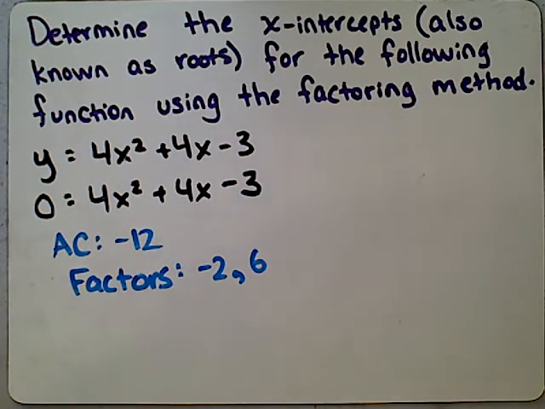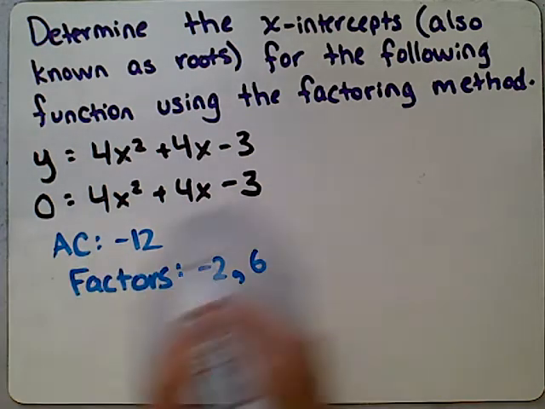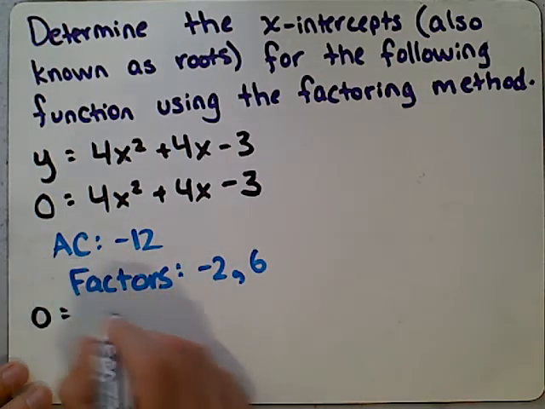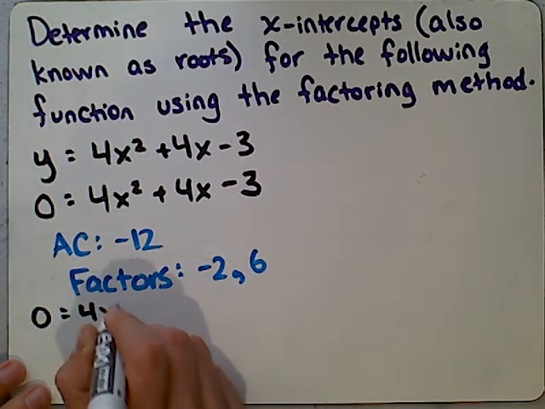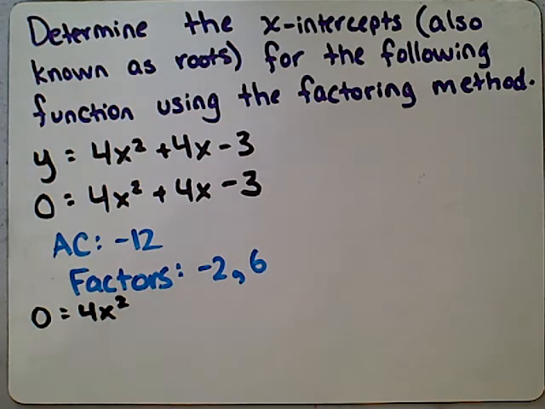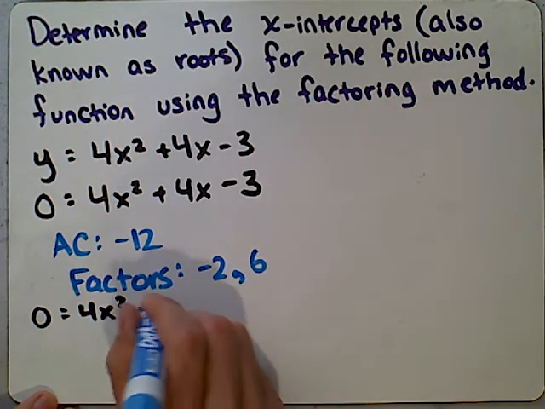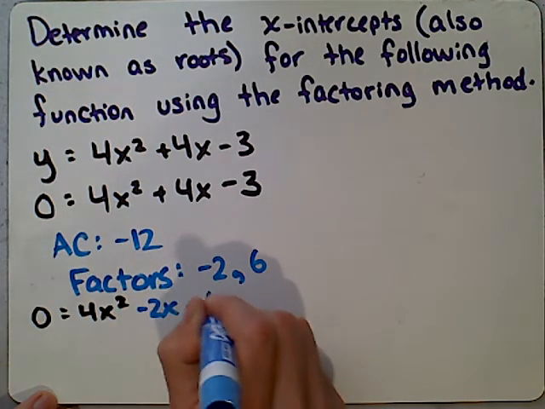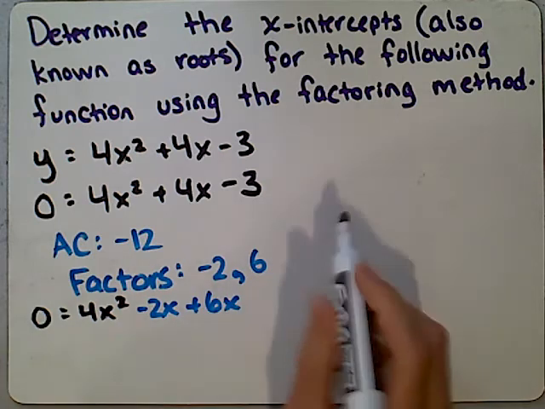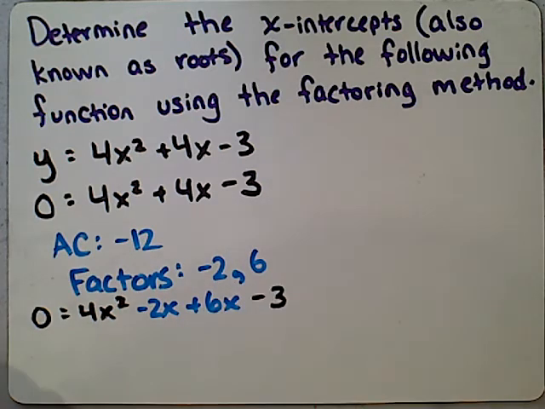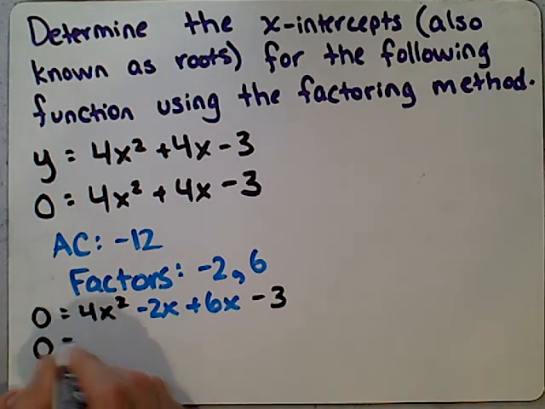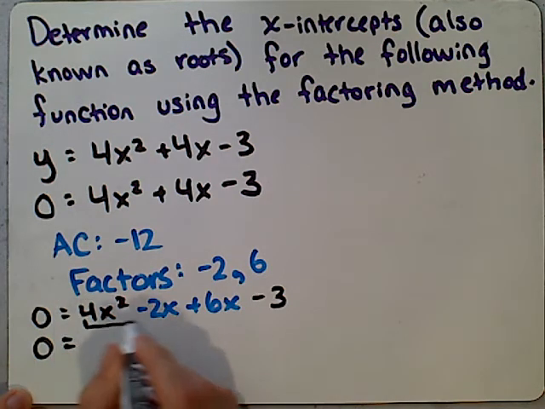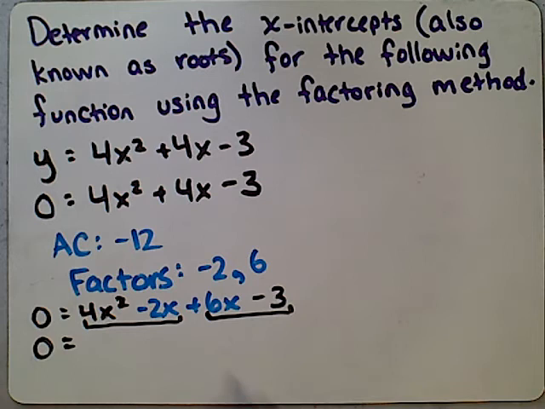What we can do then is take the equation we had before, 0 equals 4x squared plus 4x, and instead of plus 4x, we can make this a minus 2x and a plus 6x. And we'll leave that minus 3 back here. We then want to factor each of these terms. So we factor by grouping here in two sets of 2.